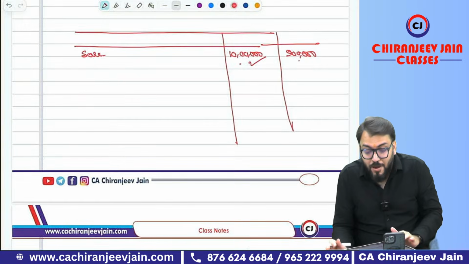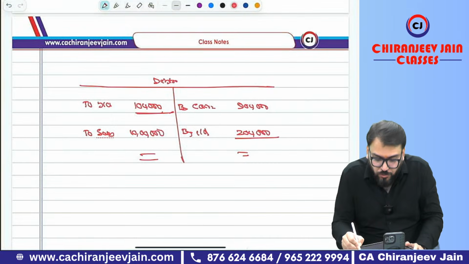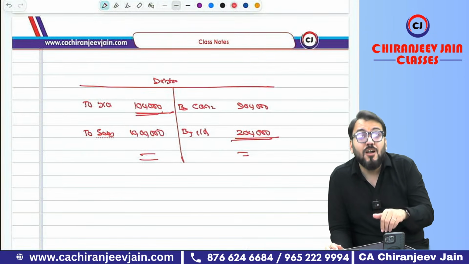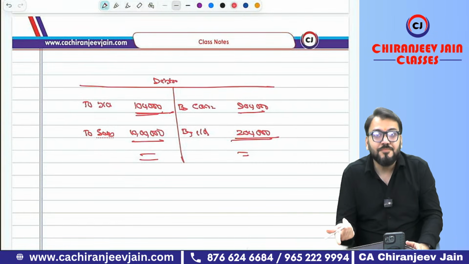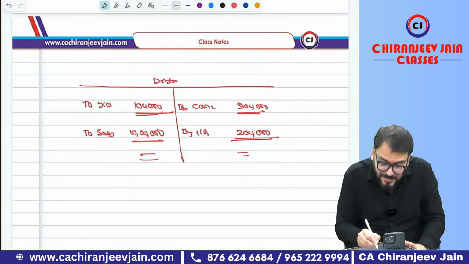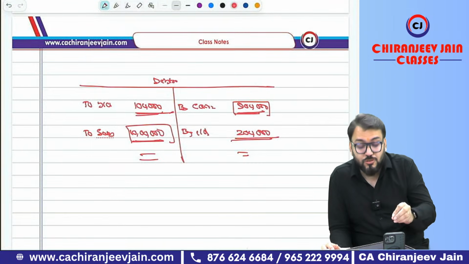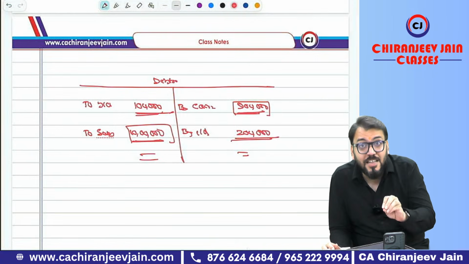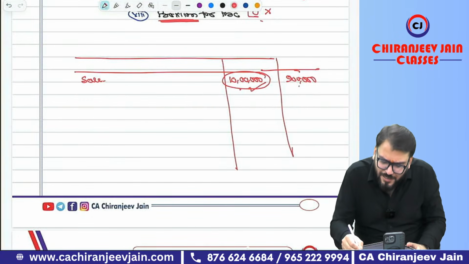And why did the debtor increase from 1 lakh to 2 lakh? Because some amount of sales during the year was not collected during the year. Sales 10 lakh but collection only 9 lakh. It means reduce. So an increase in debtor means collection is less, and therefore reduce it. So 10 lakh will be converted to 9 lakh.